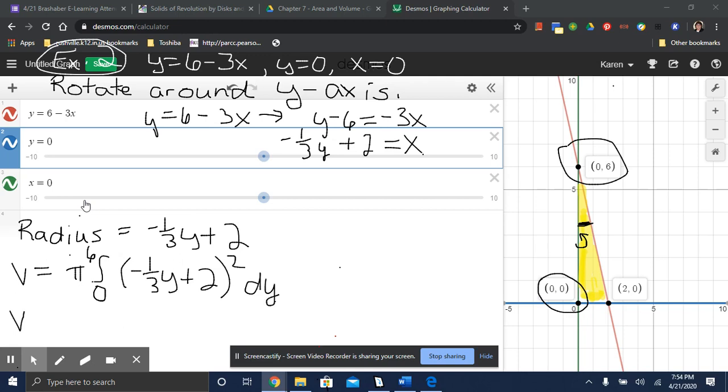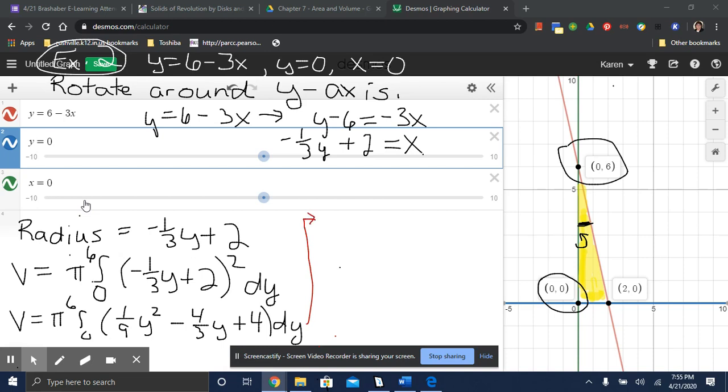And so we'll have to do a little work on this one. We'll have to square out the negative 1/3 y plus 2. And so if you do that, I'm going to go ahead and do that for us. That's going to give us 1/9 y squared minus, and then our middle term is going to be 4/3 y, and then the last term is 4 dy. And then after that, we can do the power rule.